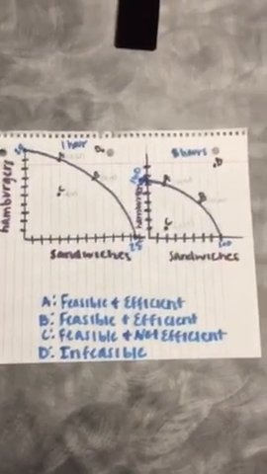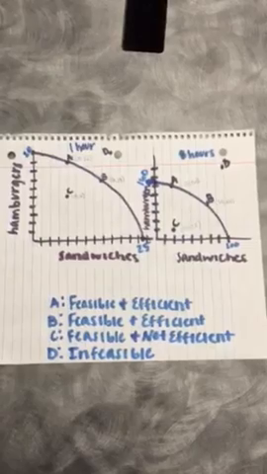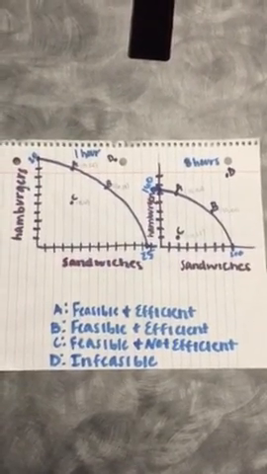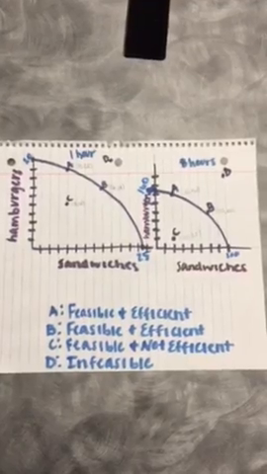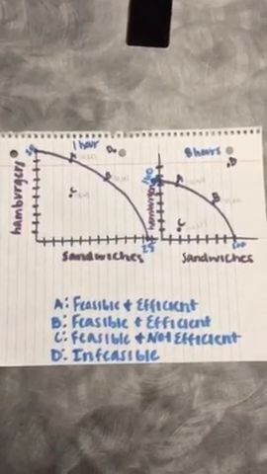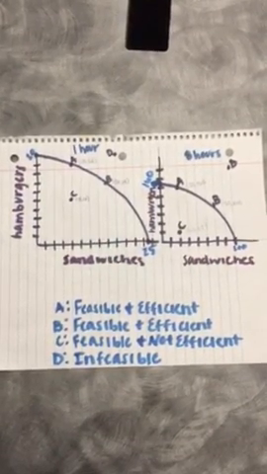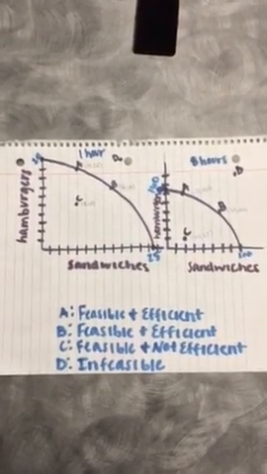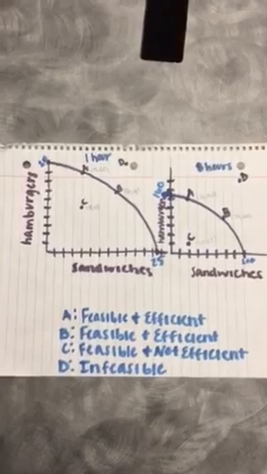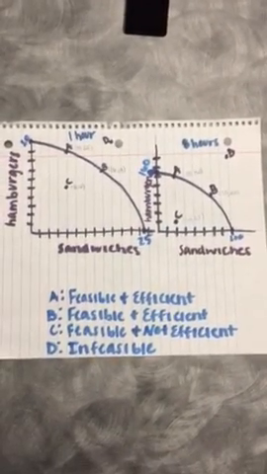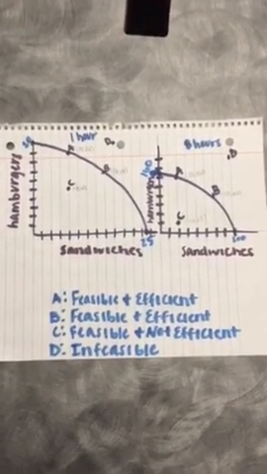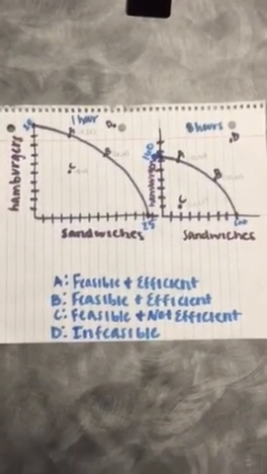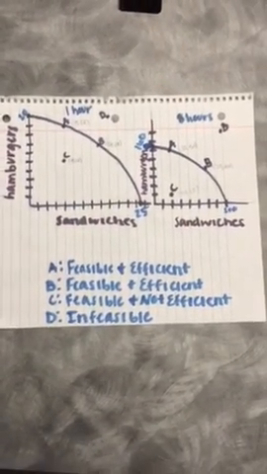For example, point A is feasible and efficient because I can make 8 sandwiches and 22 hamburgers, and point B is feasible and efficient because I can make 16 sandwiches and 14 hamburgers and still rest on the curve. Point C is feasible but not efficient with making 8 sandwiches and 10 hamburgers because I can make it, but it's not using my resources wisely.